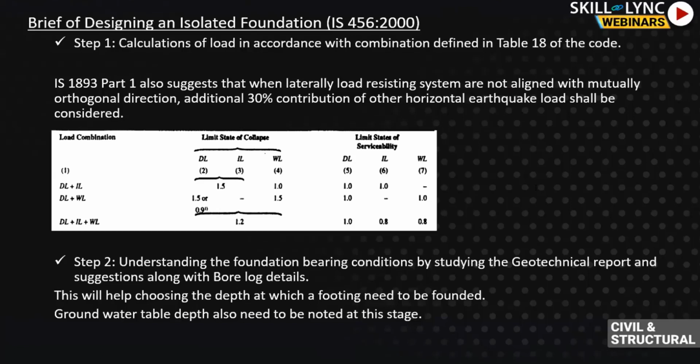All right. So in this snapshot, you could see that there isn't any earthquake mentioned anywhere, but the code suggests that for earthquake as well, the WL, which is wind load, can be replaced and should be replaced with EQ as earthquake. All right, coming up to step 2, which suggests understanding the foundation and the bearing conditions by studying the geotechnical report and suggestions along with bore log details.